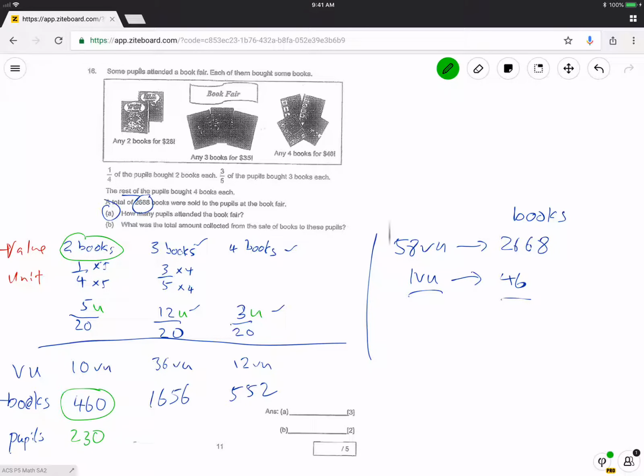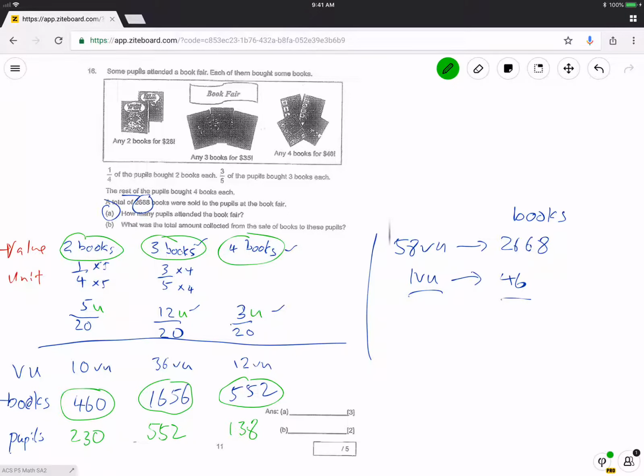And next, 1656 divided by 3 is 552 pupils with 3 books each. And then 552 divided by 4 is 138 pupils with 4 books each.